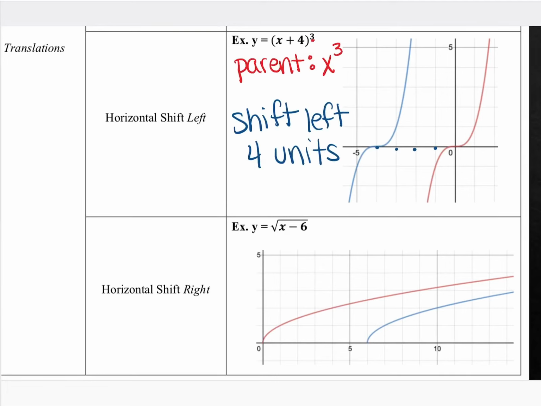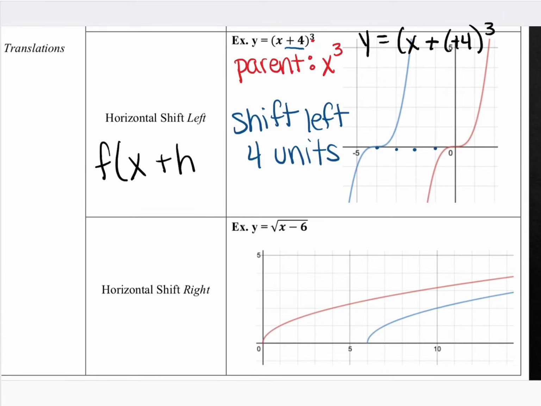But notice how in my equation it's x plus 4. This is because we are always having x minus our value. So in this case, this is the same thing as x minus a negative 4, cubed. So that's where we get our positive from, a negative times a negative. So if we want to shift left, we're really going to take our value and add it to x. Or we're subtracting the negative value from x. So if we have our 2 negatives, it makes a positive.